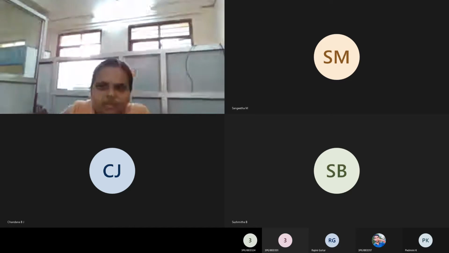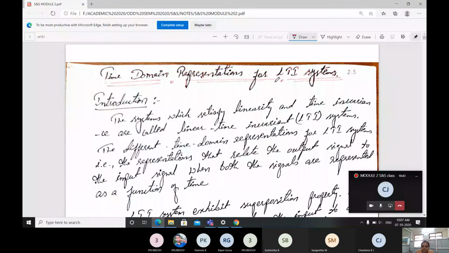The second module is the time domain representation of LTI systems. LTI represents a linear time invariant system. In the properties of systems, we learned what linear means: when a system is said to be linear, it has to satisfy the superposition theorem and also homogeneity. Then what about time invariance? A system which does not vary with respect to time is what we call a time invariant system.